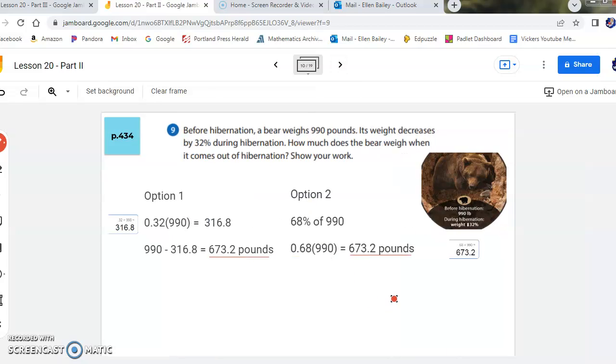All right, number 9, bears in hibernation. I'm going to read this for you, and then I'm going to show you 2 ways to figure this out. You can write down either option, doesn't matter. One of the options is all you need to write here. Figure out which one you want to do.